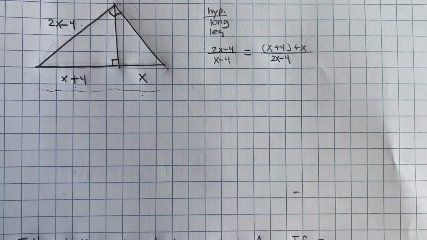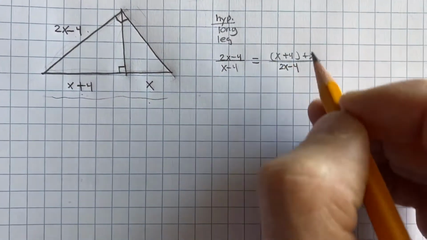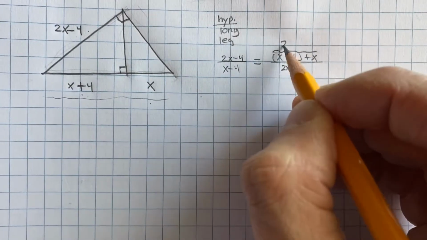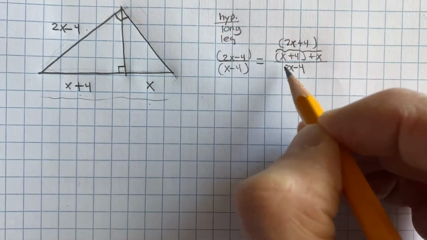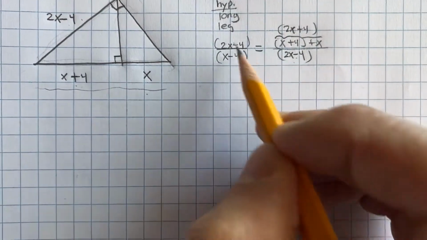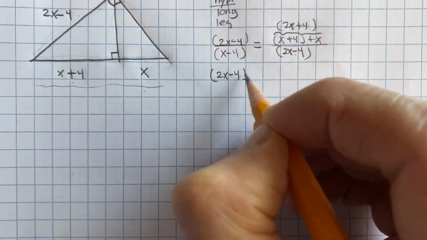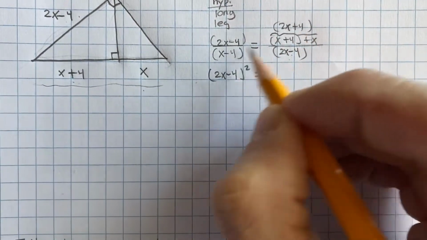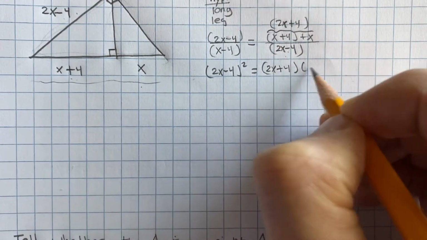Okay, now the tricky part of this problem is to review your algebra skills. I need to cross multiply. Whenever you're cross multiplying and you have an expression, make sure you put it in parentheses. So if I multiply this times this, I'm going to get 2x minus 4 quantity squared. And when I cross multiply this, I'm going to get 2x plus 4 times x minus 4.